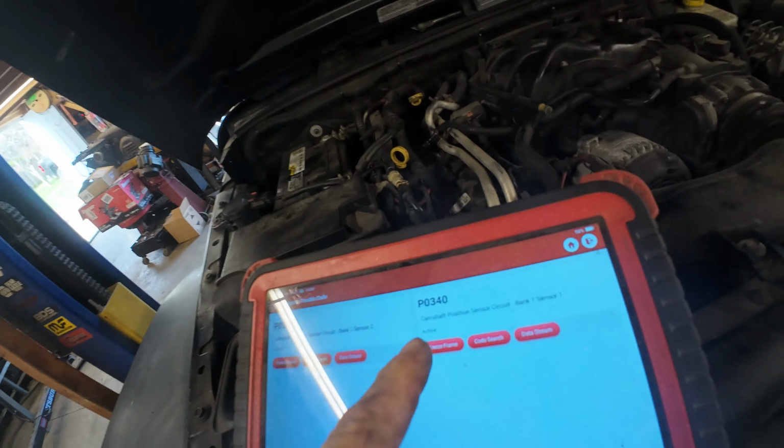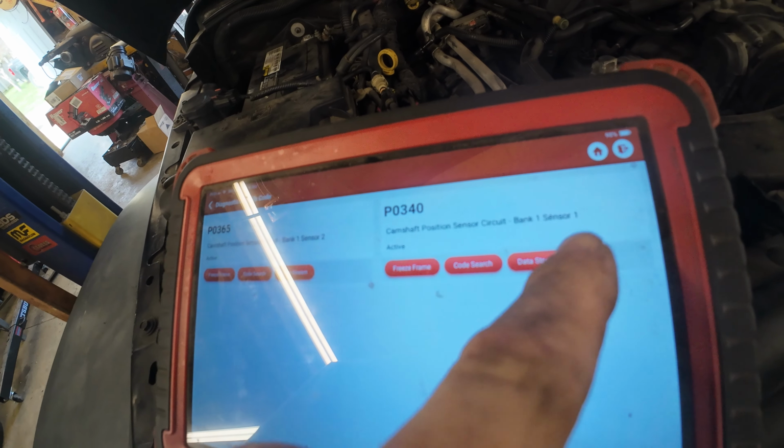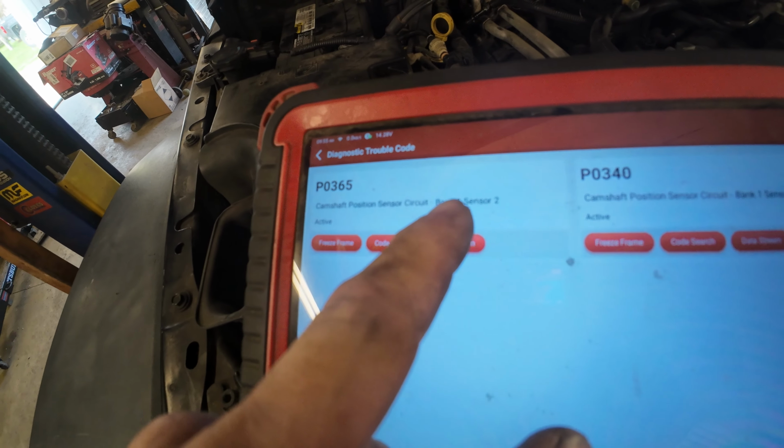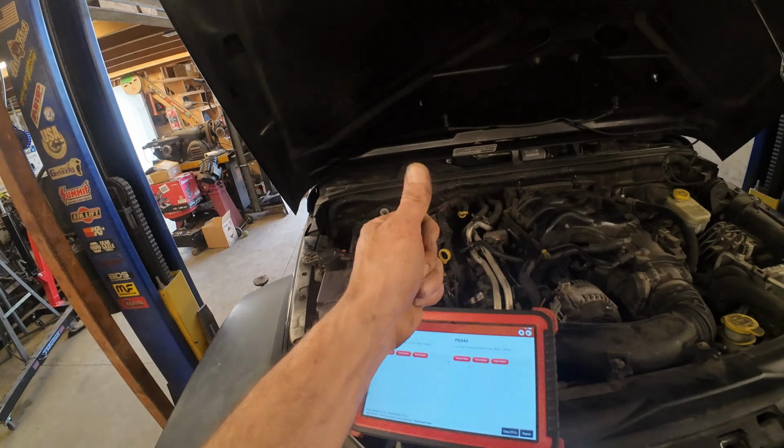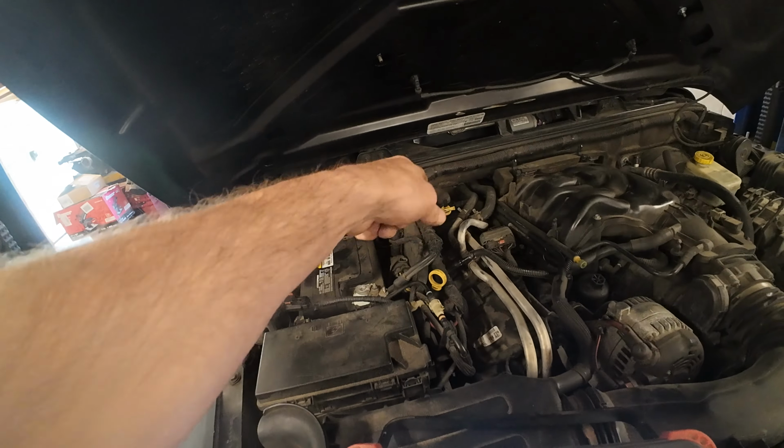Just like that, duplicated it. Just had to rub that wiring harness against that firewall a little bit, and it set 2 camshaft codes right away. So we got camshaft position sensor, bank 1 sensor 1, and camshaft position sensor, bank 1 sensor 2. Same sensor right in there.